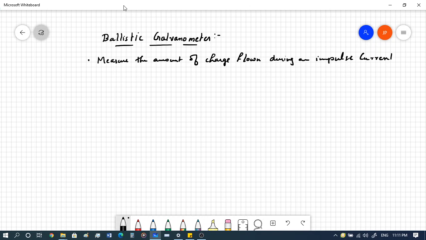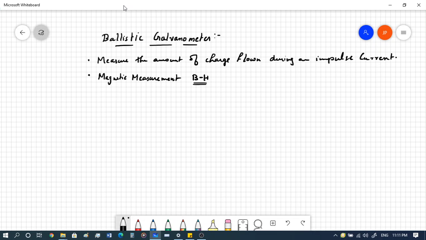And one of the other applications is that it can also be used for doing magnetic measurements, like we can plot the BH curve, which is the magnetic flux density versus the magnetic field intensity of a material. So that is one of the other applications of this ballistic galvanometer.